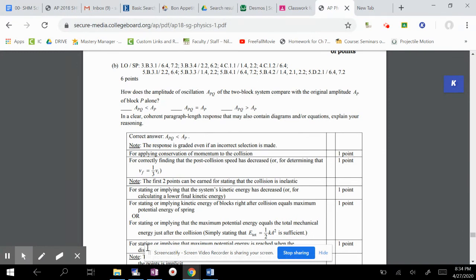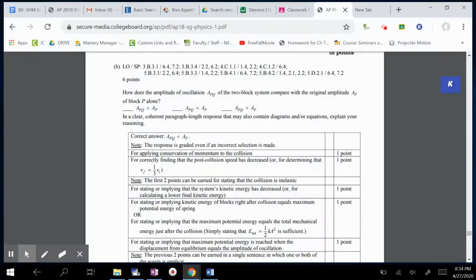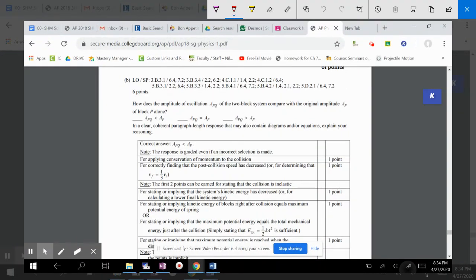Applying conservation of momentum to the collision, which I did. Okay, I need to get my screen set up. I did this, so I get that point. I did this. I said my V final is equal to 1/3 V. I needed to do that properly.